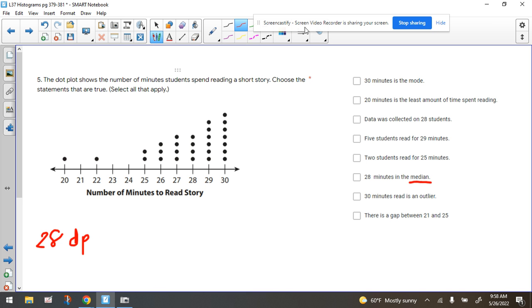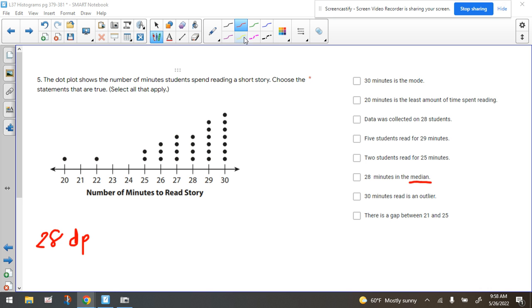And how do you do that? You divide your total number of data points by 2 to split the data in half. So 28 divided by 2 would give us a midpoint of 14. I'll just put MP for midpoint. Now what we have to do is count 14 data points from the low end and 14 data points from the high end to find where the middle is.